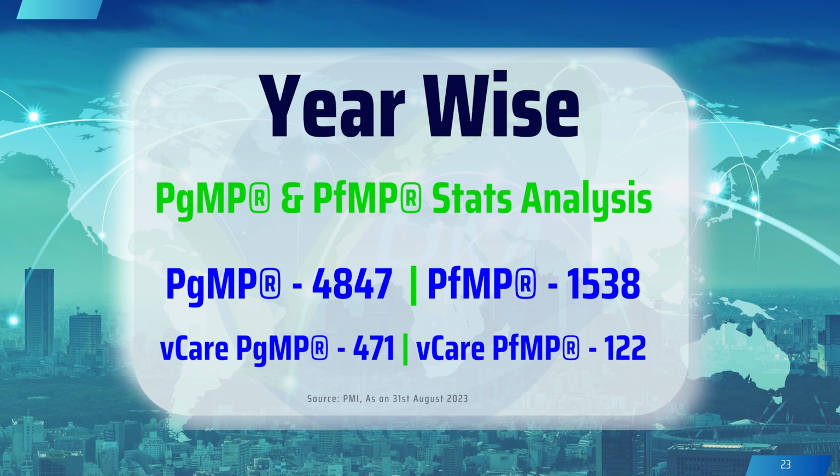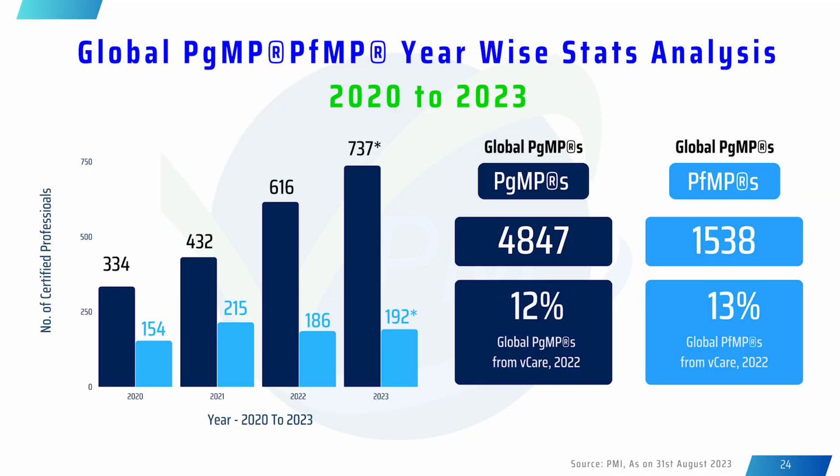Of course, many people have trusted me in the journey, and I'm happy that numbers are growing. So this is another slide. You can see how the growth is happening. You can see 334 PgMP in 2020. Now, as of 2023, we already have much more than 616, 737. I think you should not be surprised if you see 800, 900, up to 1,000 PgMP this year. So this is showing the numbers are growing very fast.